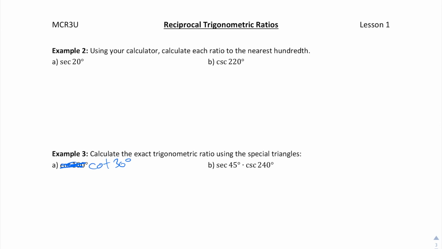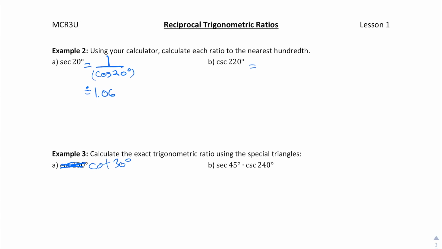Okay, so this one we're going to use our calculator. It says using your calculator, calculate each ratio to the nearest hundredth. So secant, and there are some calculators which will have these reciprocal buttons on them. If yours doesn't, what you need to do is just simply think of it as the flipped. So it becomes 1 over... And secant matches up with cosine, so it becomes 1 over cosine of 20. And so if you punch that in and just put this all in brackets on your calculator, you should get 1.06. Make sure you're in degrees, of course.